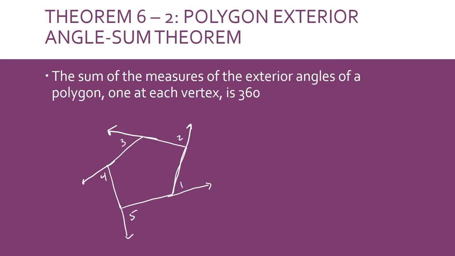Our last theorem is theorem 6.2, which is the exterior angle sum. The sum of the measures of the exterior angles of a polygon, one at each vertex, is always 360. No matter how many sides you have, always 360. Let's go back. Well, pause this and write this down.